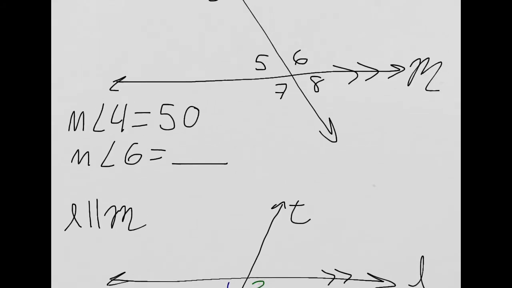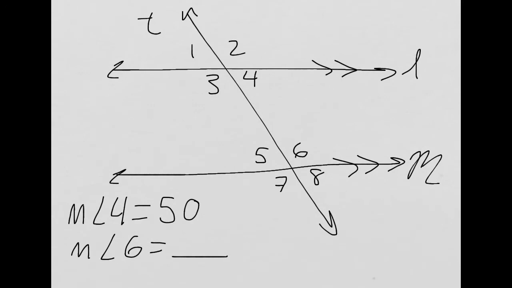So let's go ahead and look at an example using this postulate. So here we have this diagram, and we have line L is parallel to line M. They are cut by transversal T here. And it tells me measure of angle 4 is 50 degrees. So angle 4 over here is 50 degrees. Then they want me to find the measure of angle 6 right here.